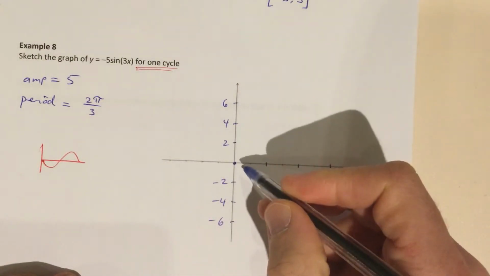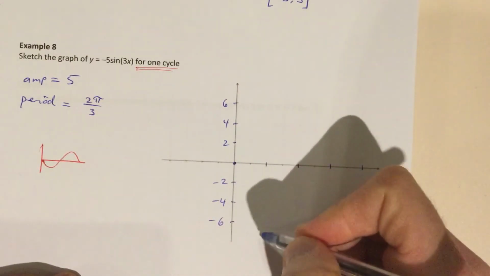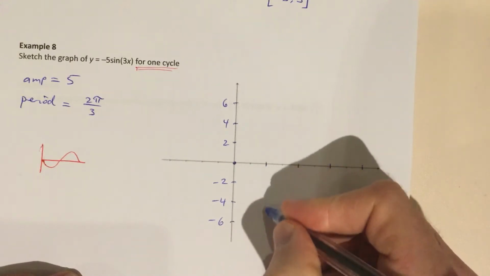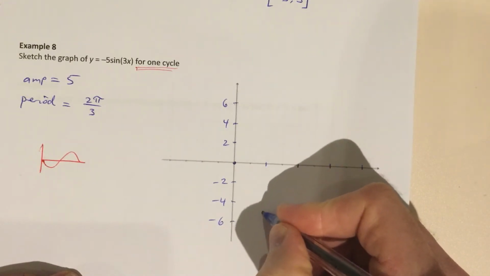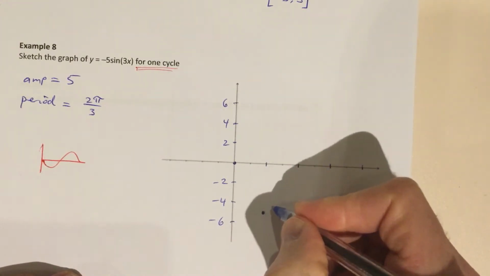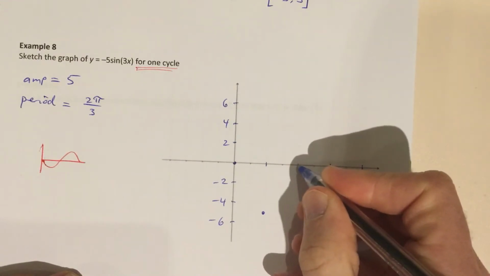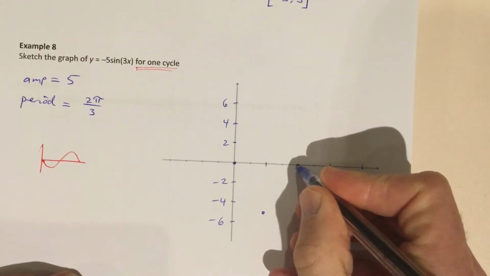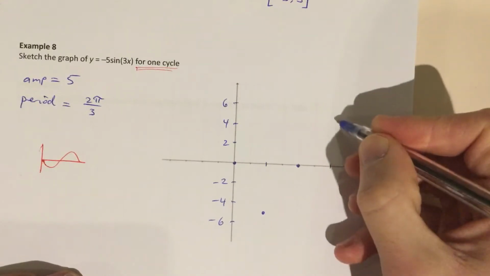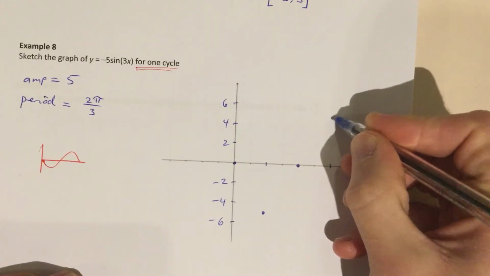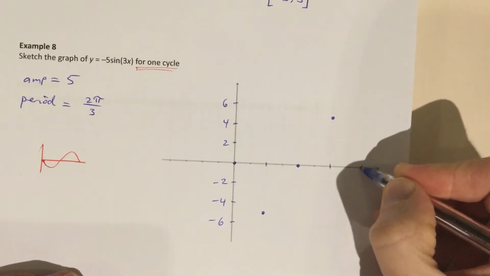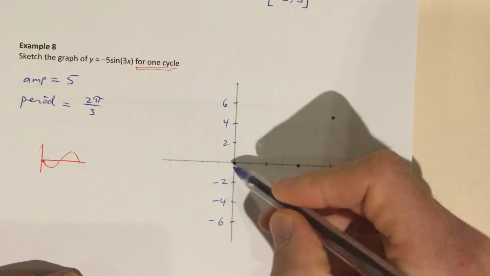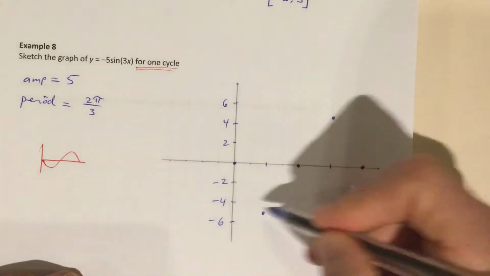And so our first point, down here, a quarter of the way along the graph, is going to be at -5. Then halfway through the cycle, it's going to come back to 0. 3/4 of the way through, it's going to be back up at 5. And at the end, it's going to come back down to 0. And that will give us one full cycle.